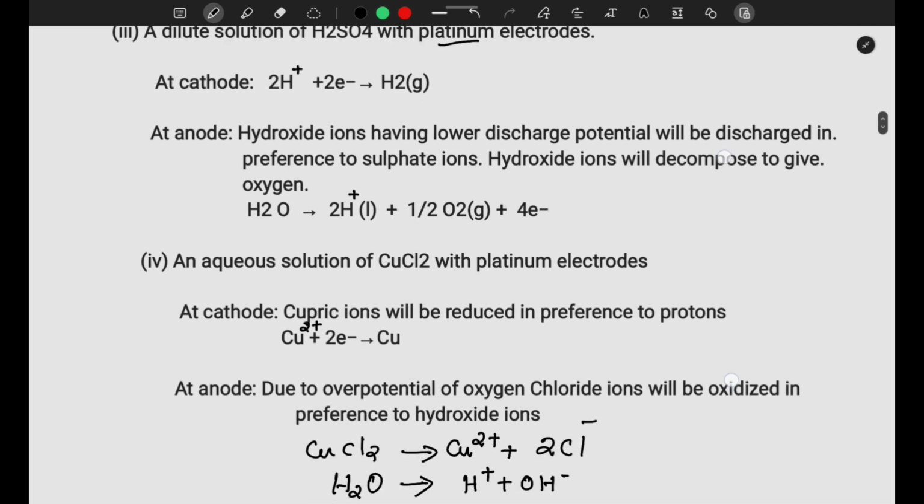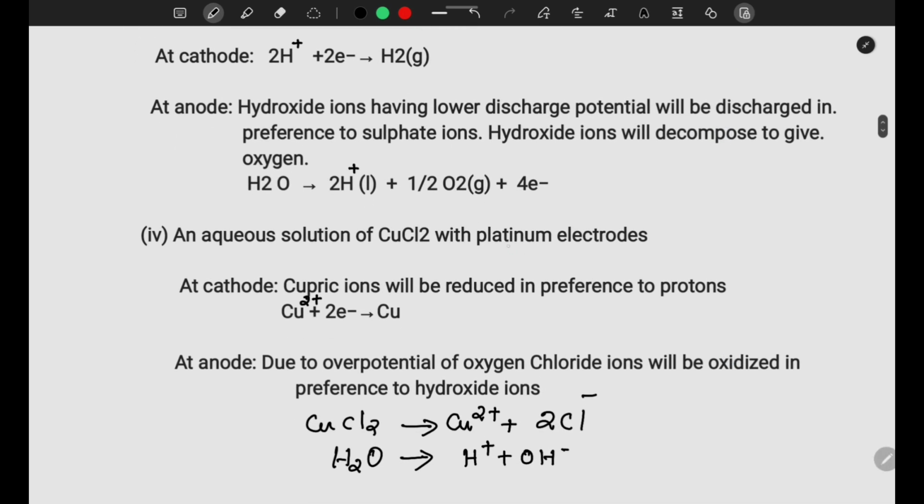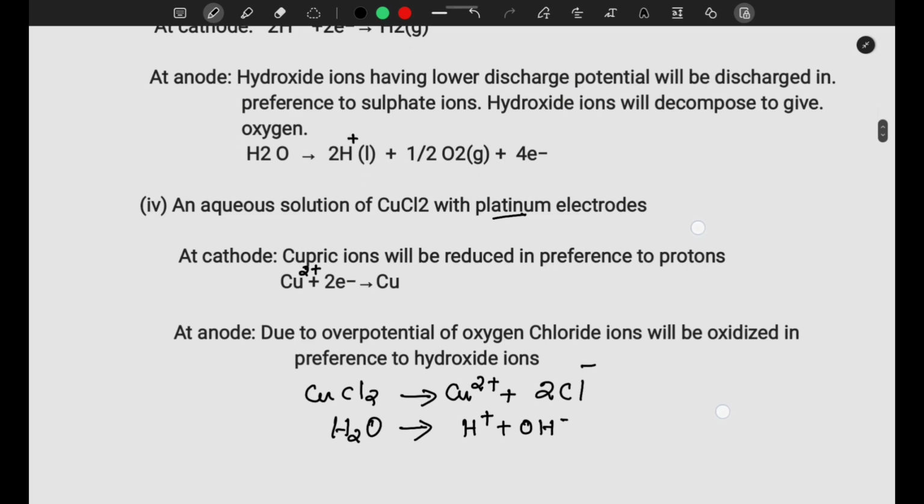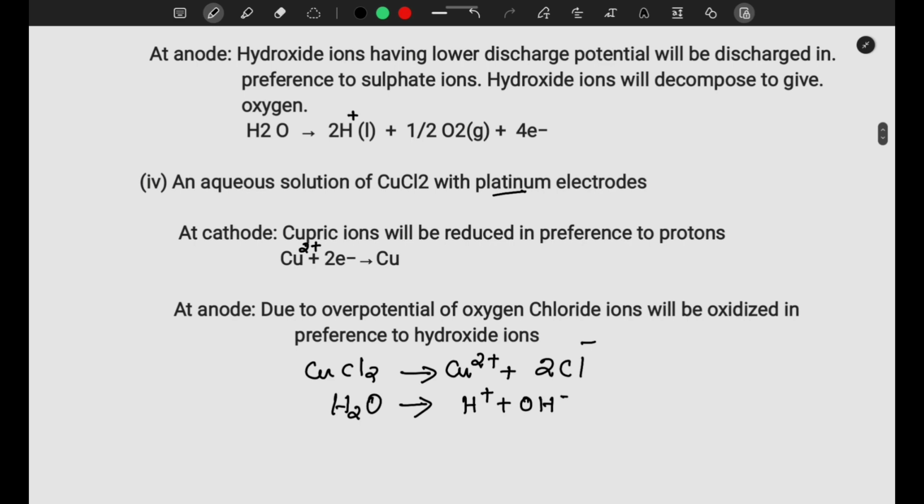Next, an aqueous solution of CuCl2 with the platinum electrode. Here platinum is an inert electrode. In solution, as cations we have Cu2+ and H+. So the reduction potential of copper is higher, so it will get discharged first in preference to H+ ions. Then at the anode we have Cl- as well as OH-. From OH- we could get oxygen, but we know that due to the overpotential of oxygen we are getting chlorine at the anode.